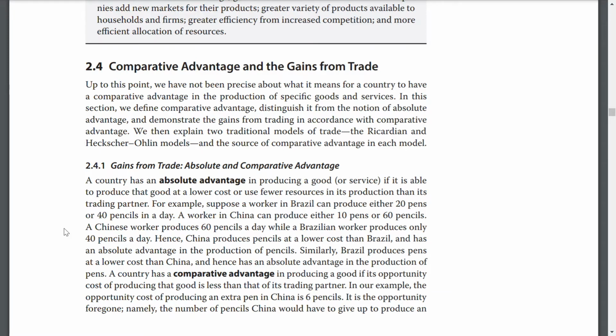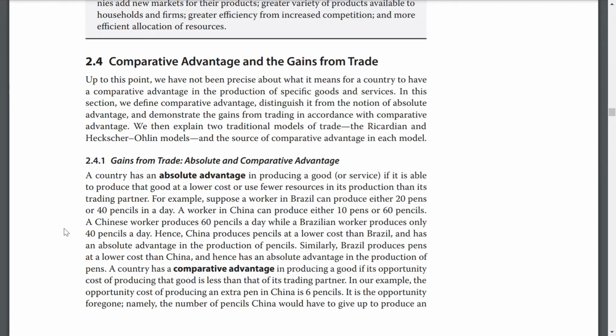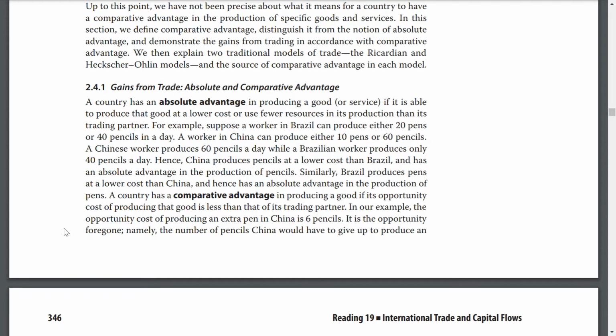The gains from trade, absolute and comparative advantage. A country has an absolute advantage in production of goods and services if it is able to produce the goods at a lower cost or use fewer resources in its production than its trading partners.